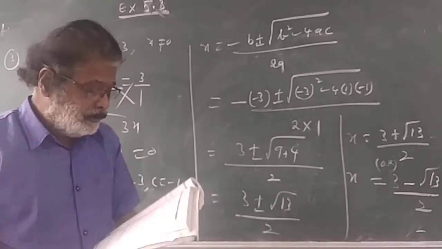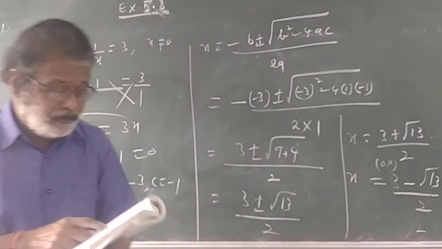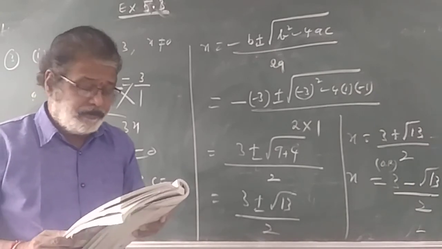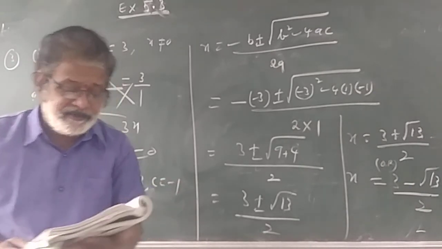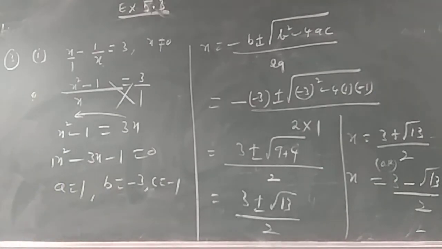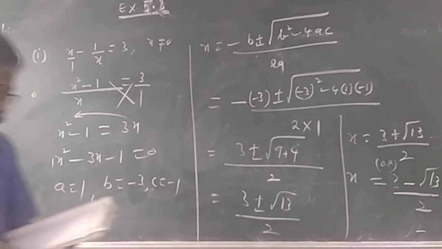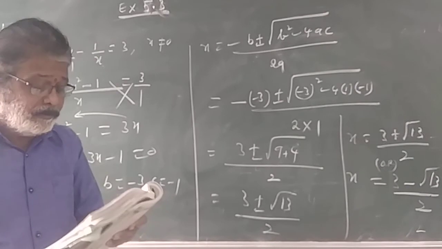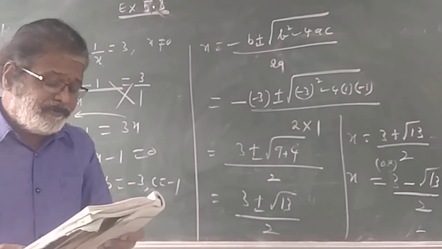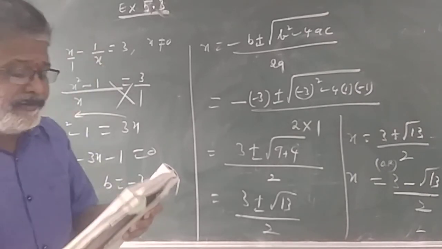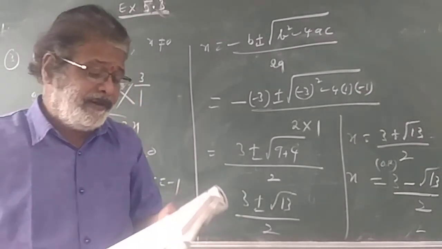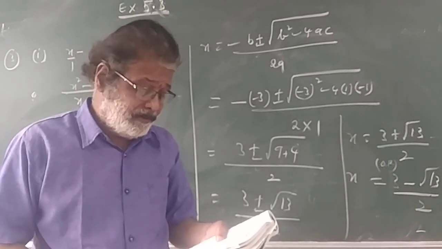Now I go for the fourth problem. The sum of the reciprocals of Rahim's age 3 years ago and 5 years from now is 1 by 3. Find his present age. So in this, the first bit I explained. You can do the second bit for homework. Okay. The sum of the reciprocals of Rahim's age 3 years ago and 5 years from now is 1 by 3. Find his present age.